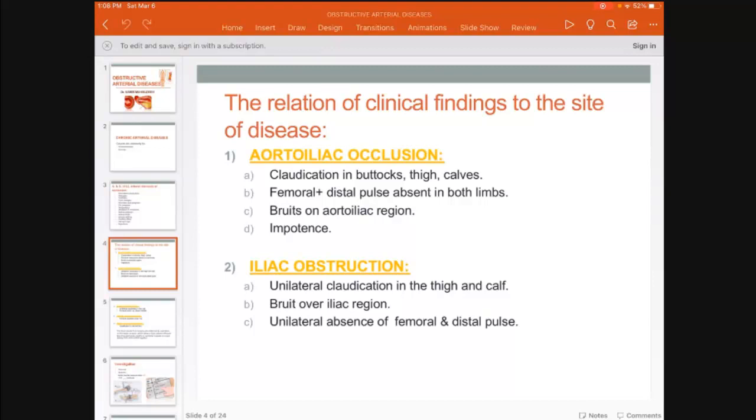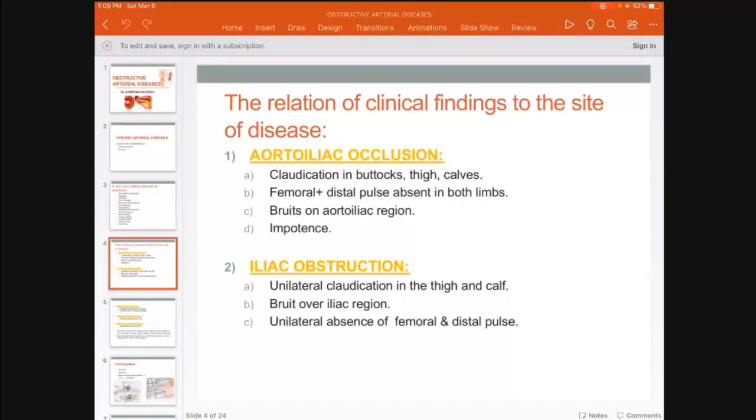When we have an aortoiliac occlusion, this is an occlusion in the Y graft area, from the abdominal aorta distally to the bifurcation of both common iliac arteries. The claudication will be in both buttocks, thighs, and calf muscles. The femoral and distal pulses in both limbs will be absent. Maybe you have a bruit over the abdominal iliac region, and also there is impotence.